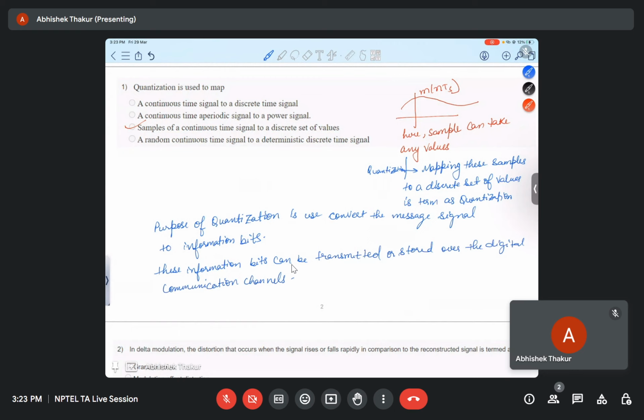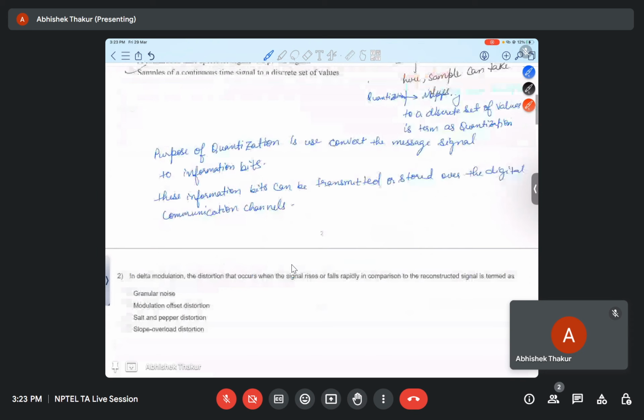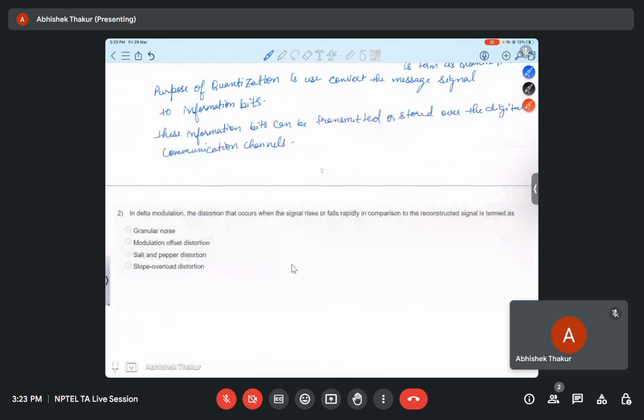The second question is based on delta modulation. It is asked: in delta modulation, the distortion that occurs when the signal rises or falls rapidly in comparison to the reconstructed signal is termed as what? When the signal rises or falls rapidly, distortion occurs, and that distortion is seen while reconstructing the signal. So this distortion is termed as slope overload distortion.